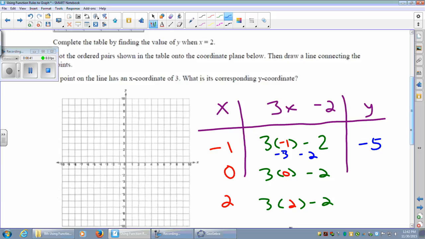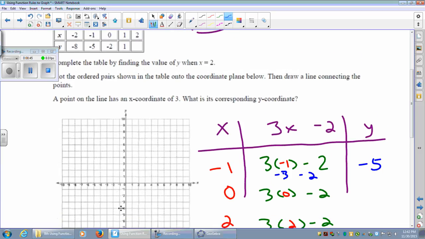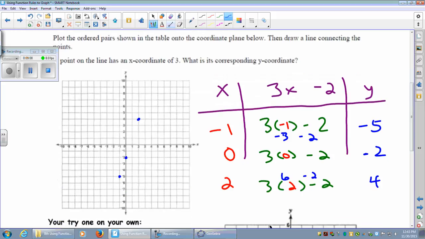Which, if I look back up at my table, was I supposed to get -1, -5? I was. This next one says 3 times 0, which is 0. Minus 2 is -2. 0, -2, just like they said. So hopefully you can see that I'm not BSing you by now. And the last one is 3 times 2, which is 6, minus 2, which is 4. 2, 4. If I draw my line to connect these 3, I am done.